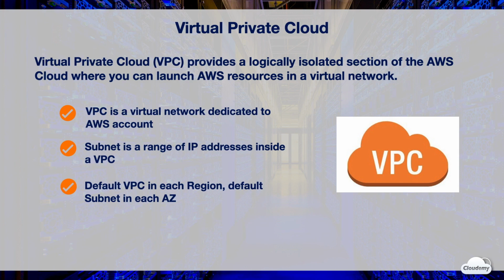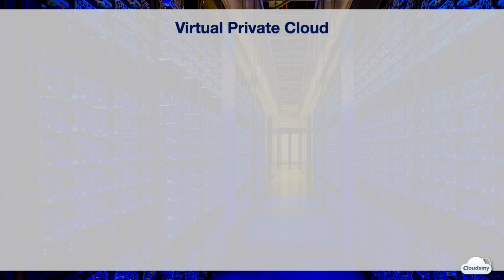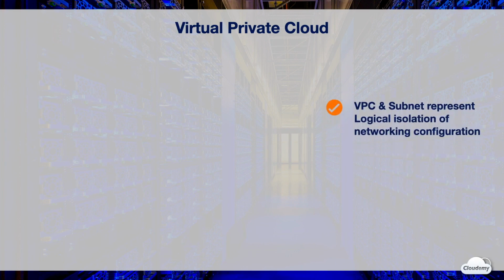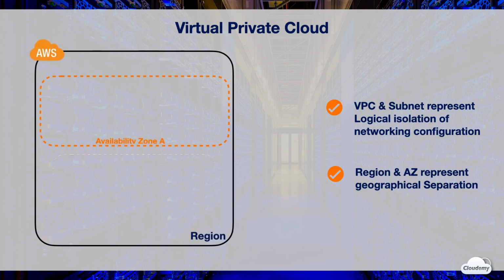A default VPC and subnet are suitable for getting started quickly, and for launching public instances such as a blog or simple website. In addition, you can create non-default VPCs in a region and non-default subnets in an availability zone. So what is the relationship between VPC, subnet, region, and availability zone? VPC and subnet are the logical isolation of networking configuration. Region and availability zone represent geographical separation. Here is what it looks like.